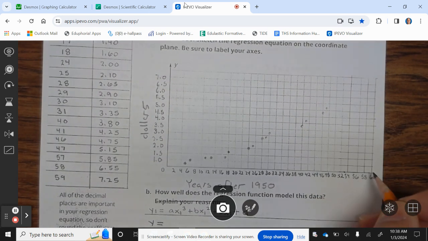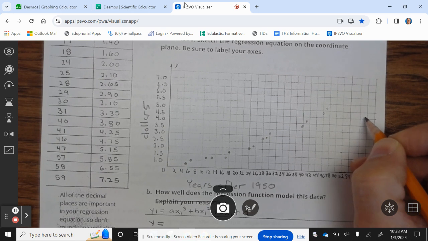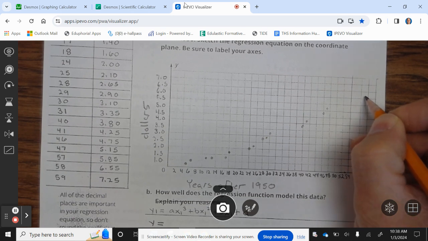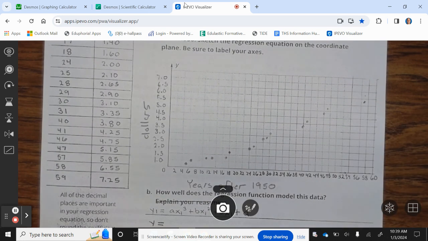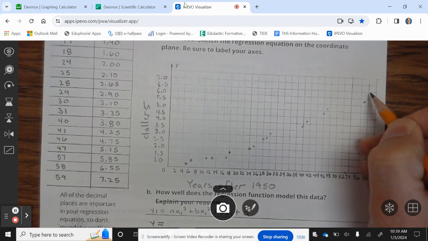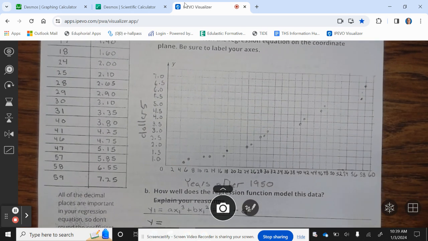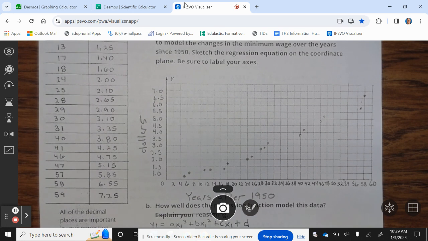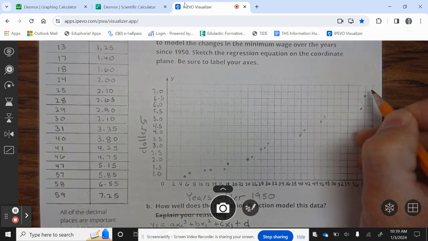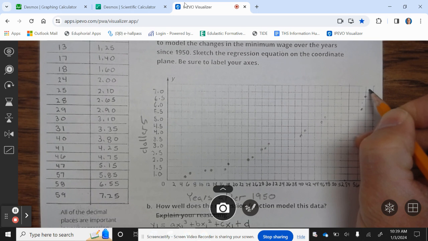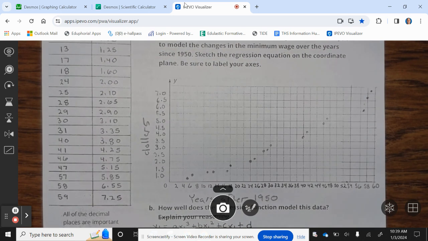57 is 5.85. All right, there. And then 58 is 6.55, so somewhere about there. And then 59 is 7.25. All right, go and finish up the scatter plot.